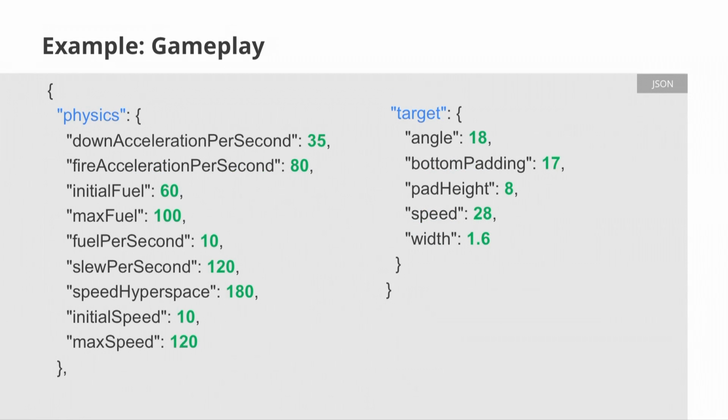We might have a much larger group of key value pairs, and so can actually use a hierarchy, as in here, where our top level hierarchy is physics or target. So this is an example we're going to see in a moment of a game, which has a physics engine for basically landing a lunar lander. So we have constants for the gravity, the down acceleration per second, the fire, so that is when we turn on our thrusters, how much acceleration is there, fuel, all those sorts of things, which normally you just create as constants, but really do affect the gameplay and might make sense to have configurable.